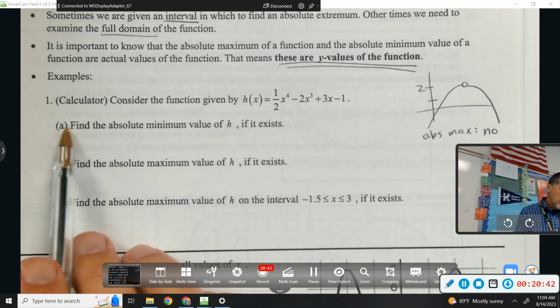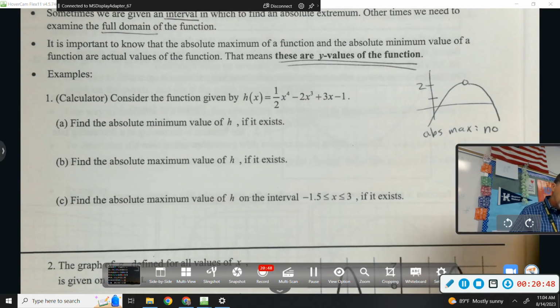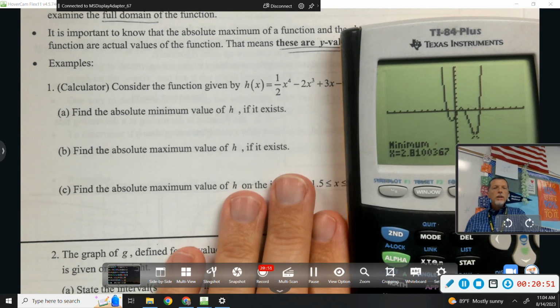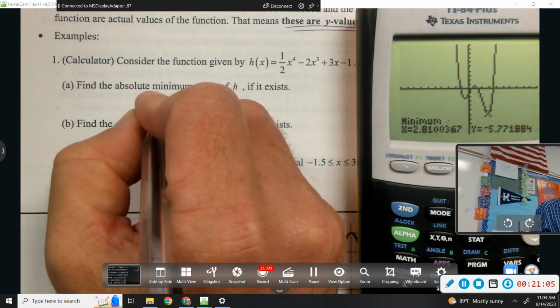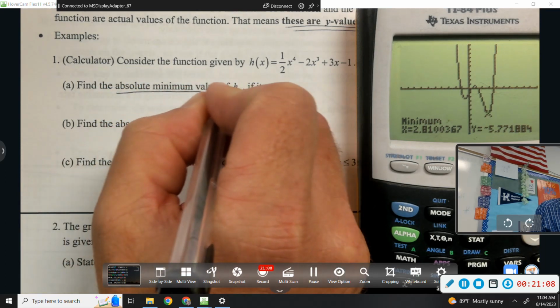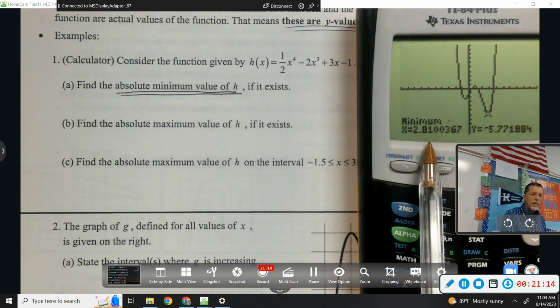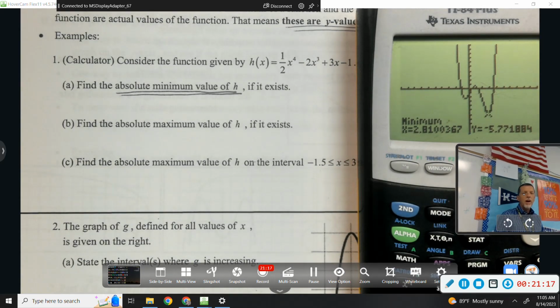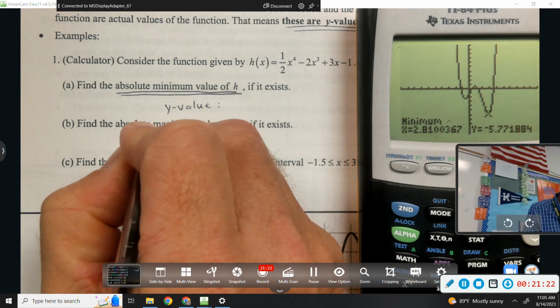All right, examples. This calculator. This is the same equation we were just looking at. So you should have it typed in already. Find the absolute minimum if it exists. Well, I got lucky. Mine's still up there. Right? There's 2 local minimums, but the absolute minimum is the lower one. Be careful about what it asks. The absolute minimum value. So is that my x or my y? That's the y. The value of h is the y value. Negative 5.772.